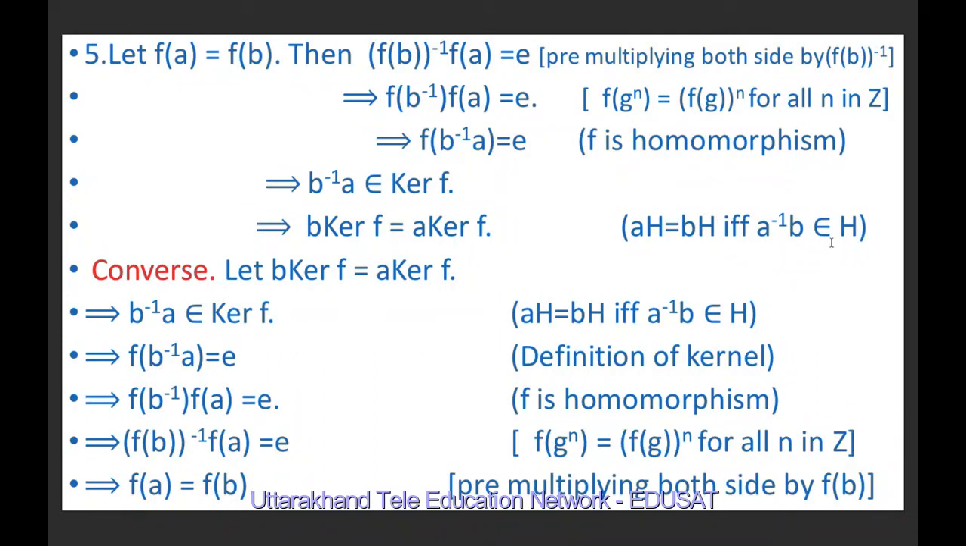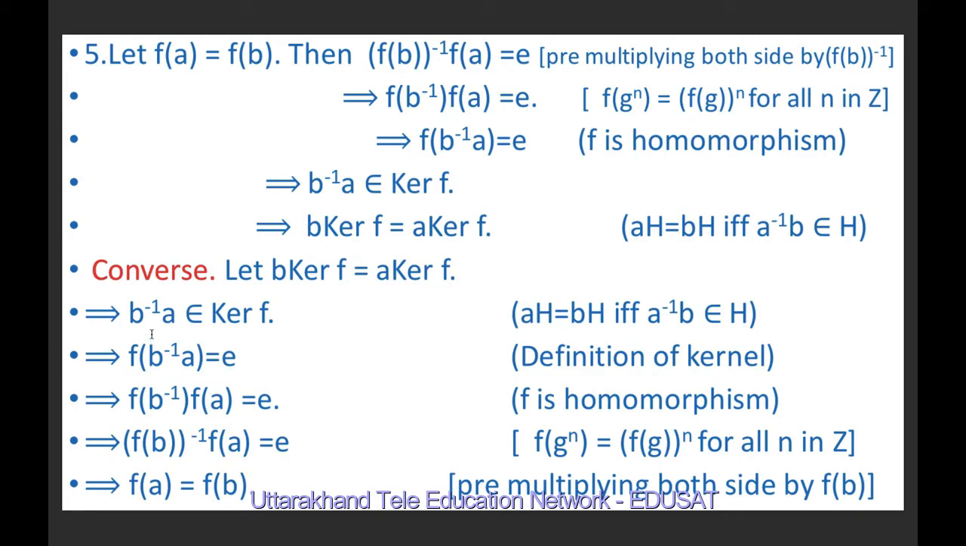So if A inverse B belongs to H, then AH is equal to BH. It means B kernel F is equal to A kernel F. Here B inverse A belongs to kernel of F. Now the converse: let B kernel F be equal to A kernel F. It implies B inverse A belongs to kernel of F by the property of a coset. This we have studied in the previous lecture.